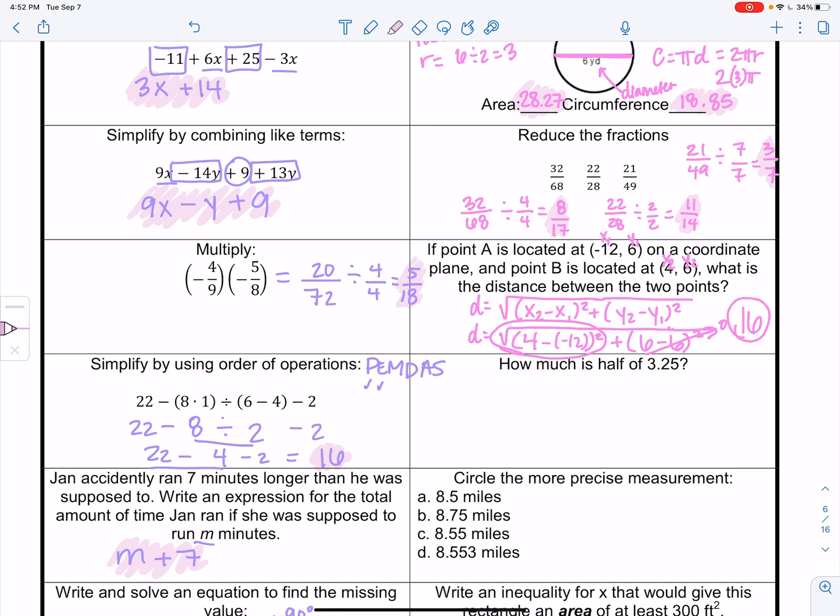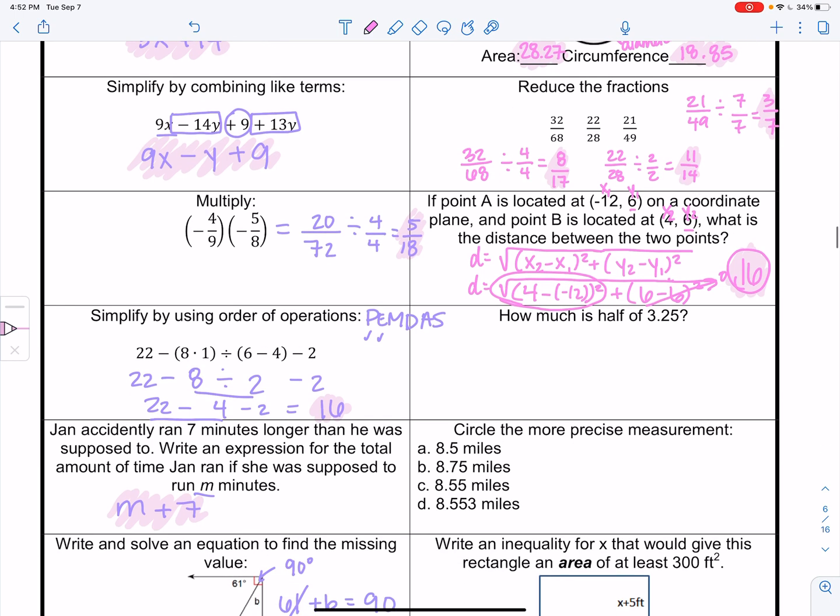Another way that you could have solved this problem is you could have just said, well, they have the same y value, so you could have just found the distance between negative 12 and 4, which was also 16. Okay, so again, if they have the same x or y, just ignore those, and then you just find the distance or the difference between the other two numbers.